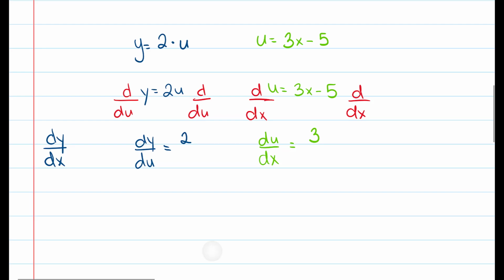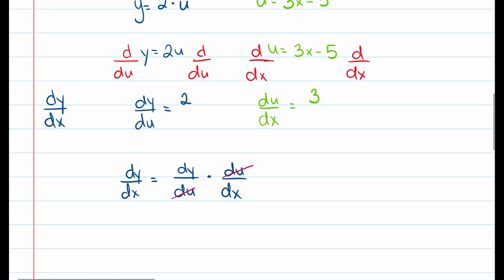And so dy dx is equal to dy du times du dx. So notice that the variables cancel off. And so if I rewrite this as dy dx, I get dy du was 2 and du dx was 3. So 2 times 3 is 6.